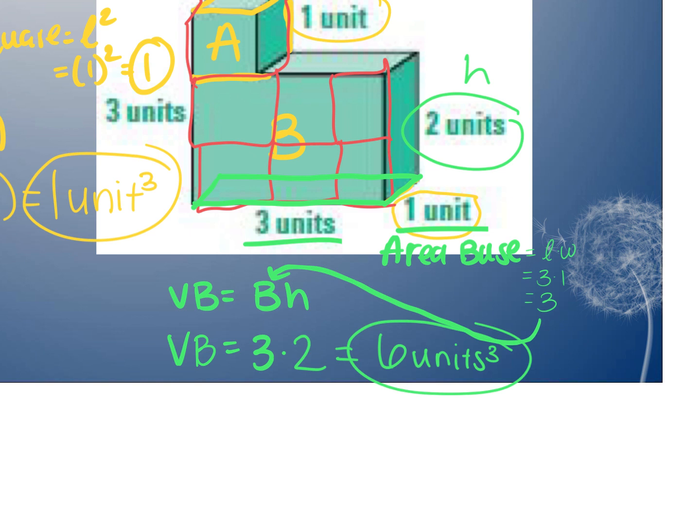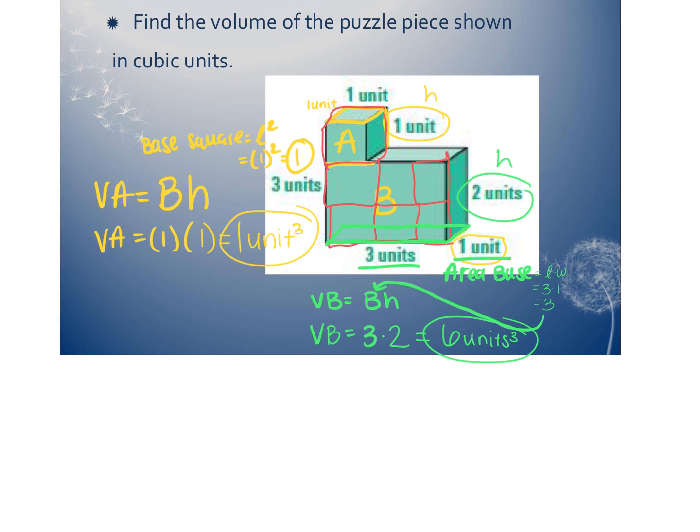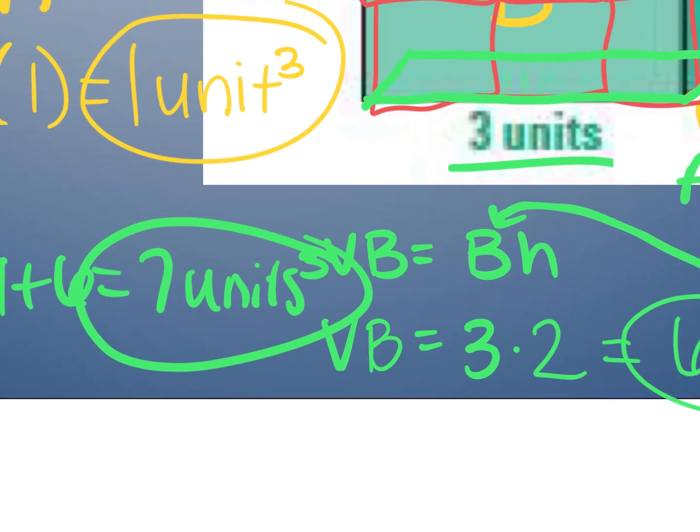Did we anticipate 6 of those cubes fitting in? Perfect. You can actually duplicate the cube at the top and then just slide it down and you get 6. So really quickly, what is the volume of the whole puzzle piece? You add them together. We're going to take the volume of A plus the volume of B, which gives me 1 plus 6, which gives me 7 units cubed. And that is the volume of the entire puzzle piece.